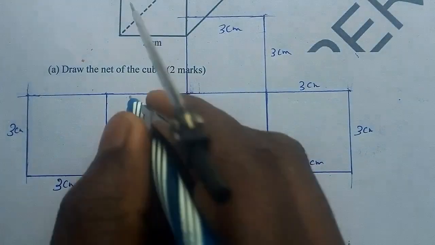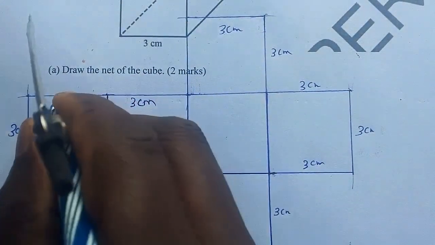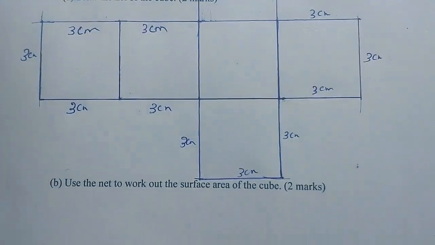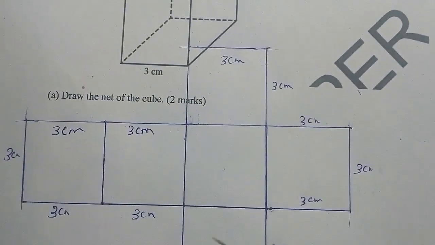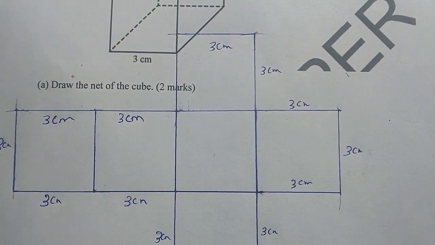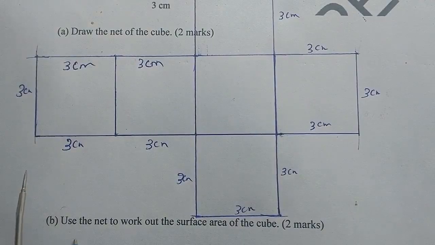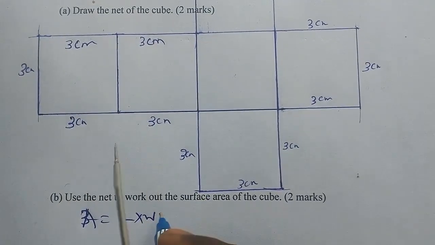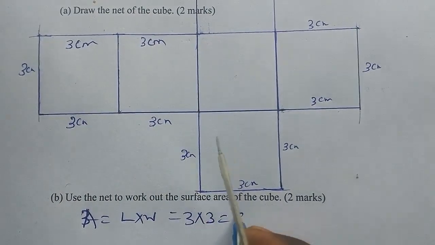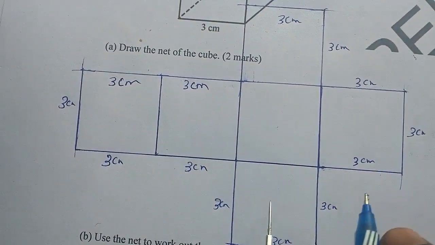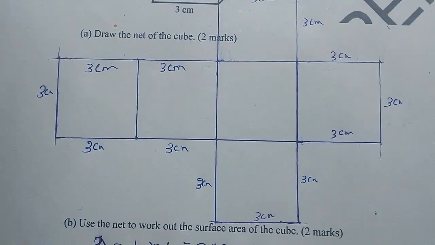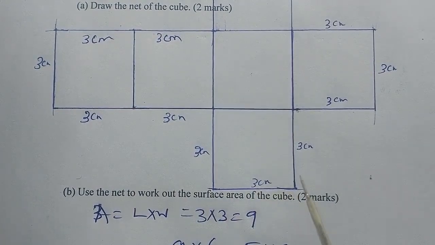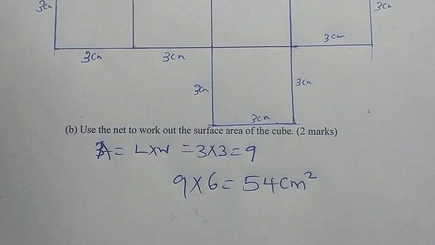So we are going to use this net to calculate the surface area of the net. So 1 cube is 3 times 3. So the area is length times length, 3 times 3, which is equal to 9. But there are 1, 2, 3, 4, 5, 6 of them. So it is 9 times 6. So the area is 54 centimeters squared.